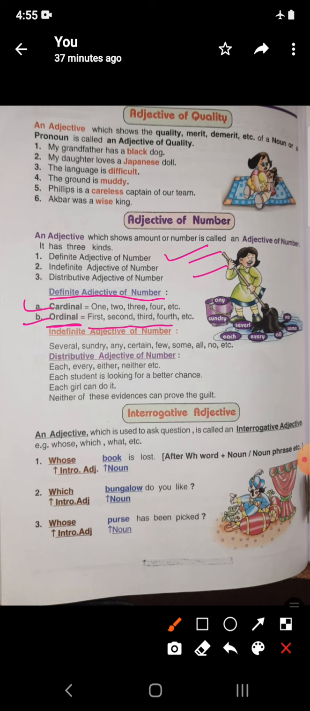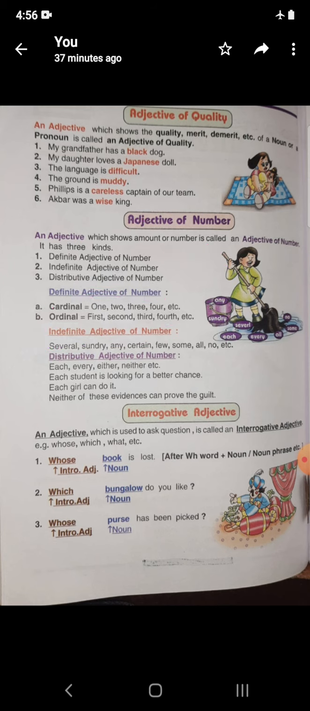Then second kind of numeral adjective, second kind of adjective of number is indefinite adjective of number. Indefinite adjective of number, we use the words several, sundry, any, certain, few, some, all. So, the words act as indefinite adjectives of number. Earlier, we discussed the kinds of pronouns there. We discussed the indefinite pronoun.